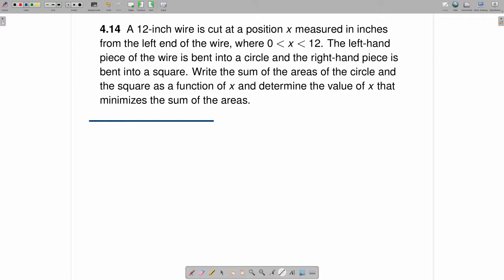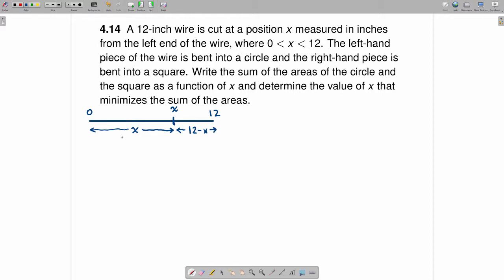So let's say that this is the 12-inch piece of wire right here, so it's probably worth labeling this end as 0 and this end is 12, measured in inches. And I'm going to find some position X, say right here, where this thing is going to get split. So there's the position X, and notice that gives me this length right here being X, and this length right here is 12 minus X.